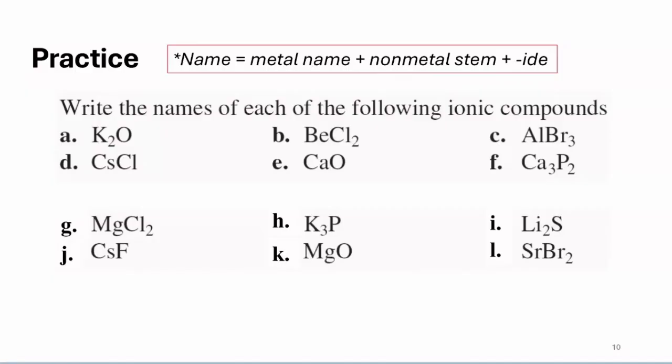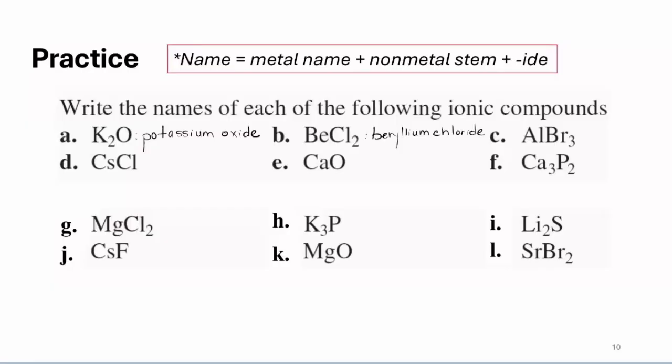On letter A, we have K2O. The name of the metal here is potassium. Oxygen, when it is an ion, is called oxide. In letter B, we have BeCl2. Our metal is beryllium. Our nonmetal is chlorine, and the name for chlorine will be chloride.